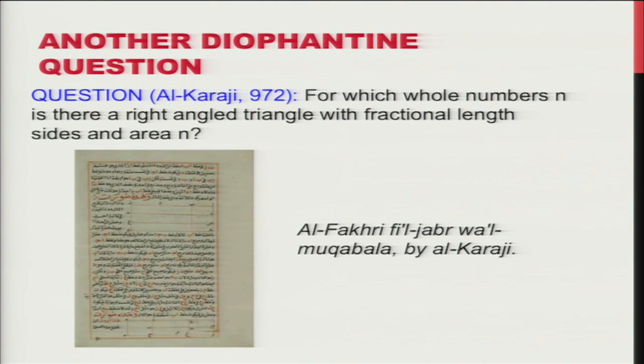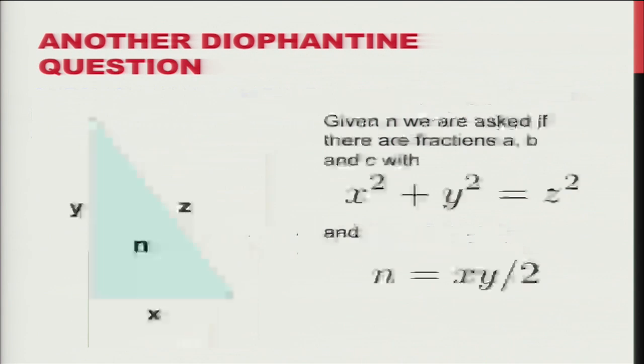Okay, I want to finish with a final, I'm running out of time, final Diophantine question, another old one that goes back to the 10th century. The mathematician Al-Karaji, who worked in Baghdad, posed the following question. For which whole numbers n is there a right-angled triangle with area n, all whose sides have fractional length?